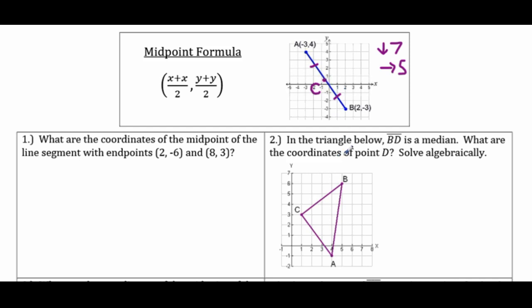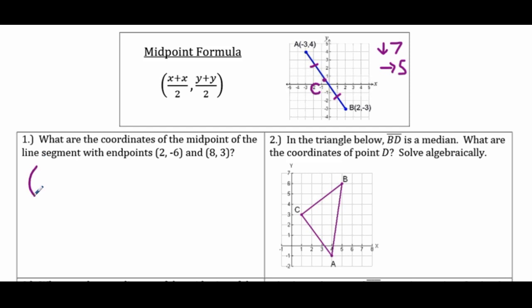What if we don't have a graph? What if we want to solve it algebraically? Well, here's the midpoint formula. Really what you're doing is finding the average or the mean of two numbers, right? So we would take the two values, x plus x, divide by 2, and do the same thing for the y's, add them together, divide by 2. So that's where the formula comes from.